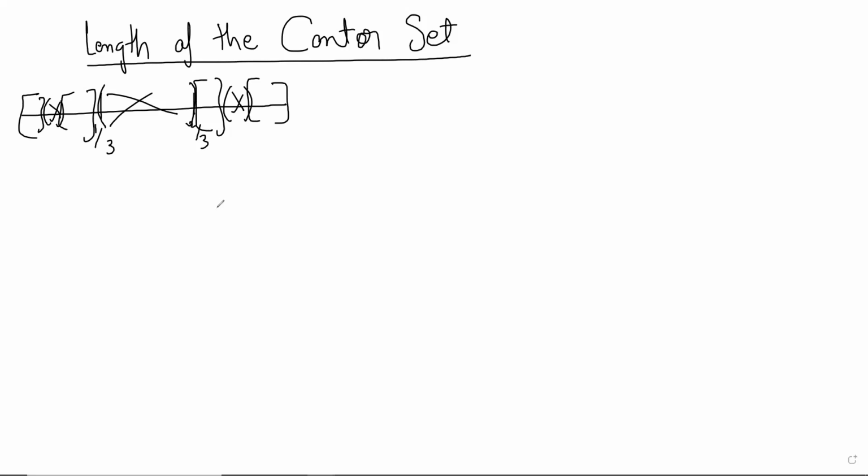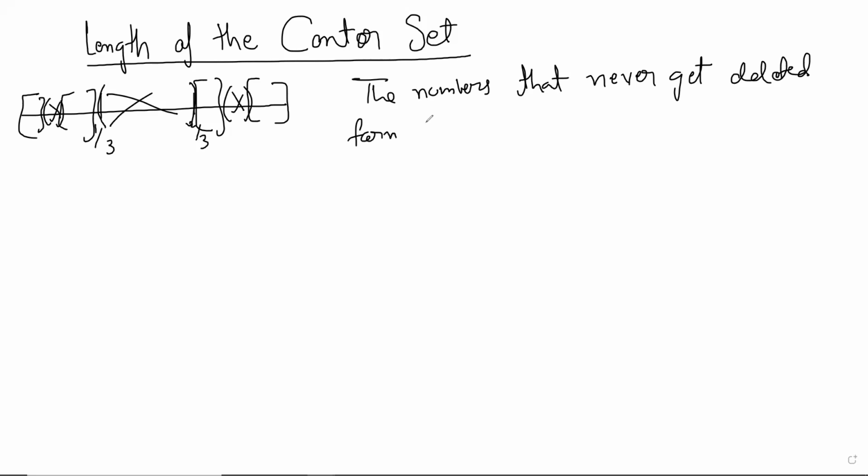And then the final thing that you get is called the Cantor set. The numbers remaining, or I should rather say numbers that never get deleted, they are defined to be, they are called the Cantor set. Let's call this, I think this is denoted as C.